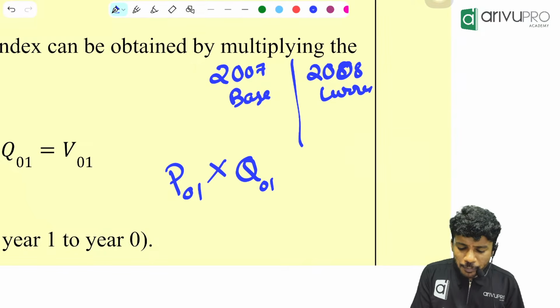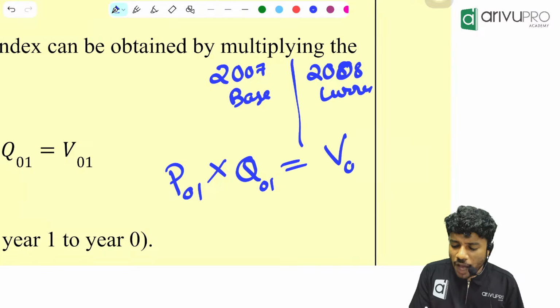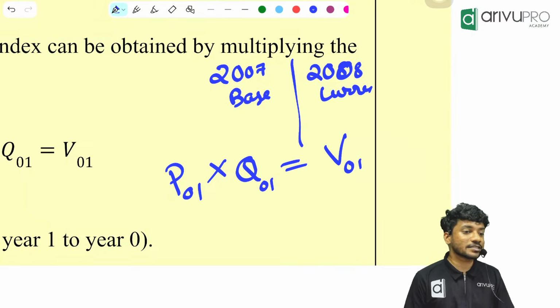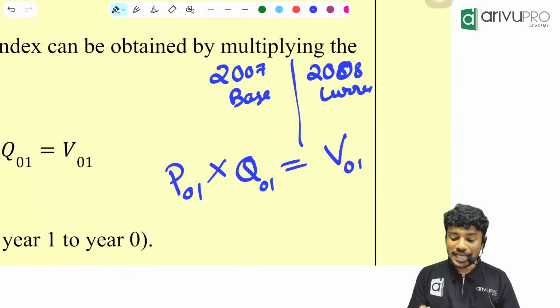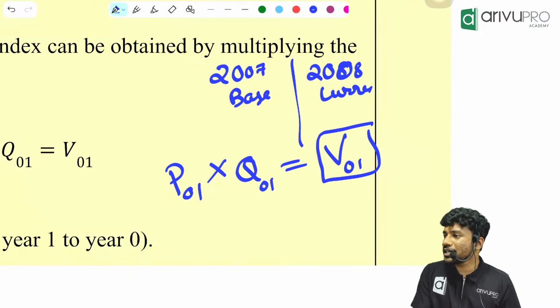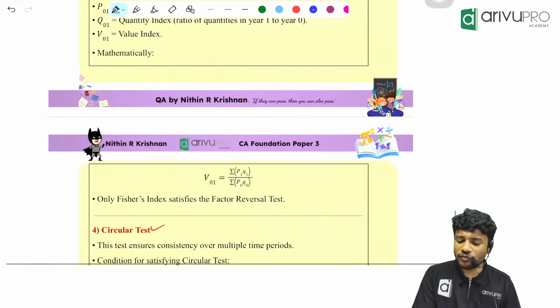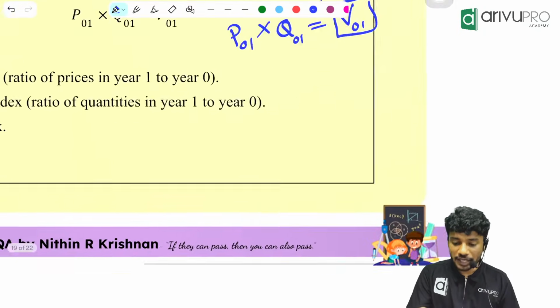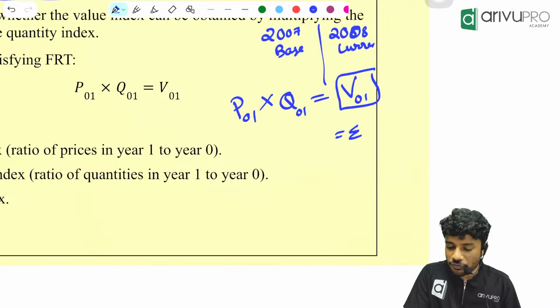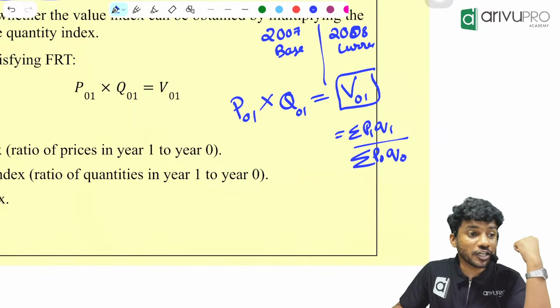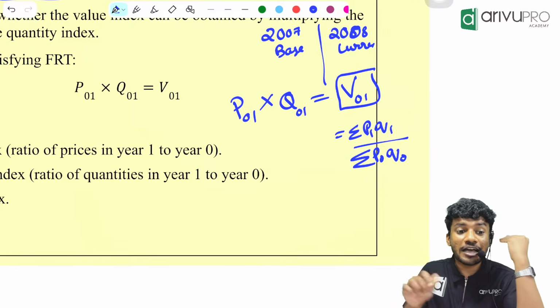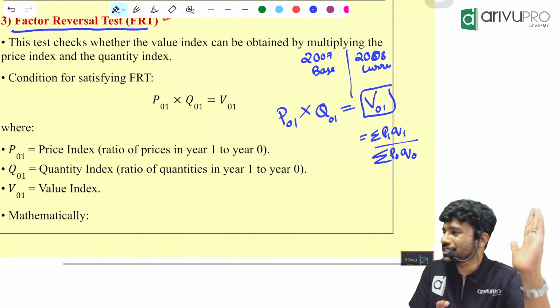Then their product should give me a value index number. That is the condition for satisfying what, people? Factor reversal test. And this value index number has a value also. That value is given like this: summation of P1 Q1 divided by summation of P0 Q0. This is the condition. If this condition is satisfied, we will say that factor reversal test is satisfied.